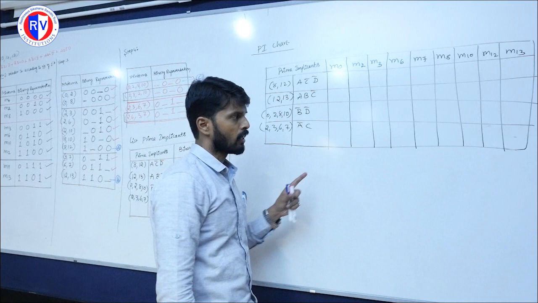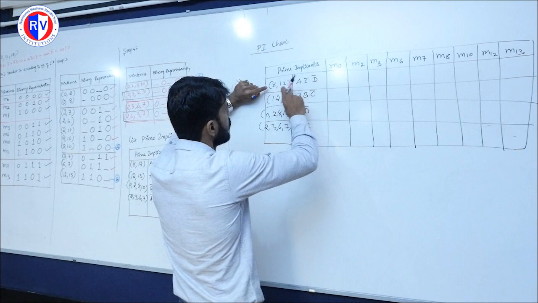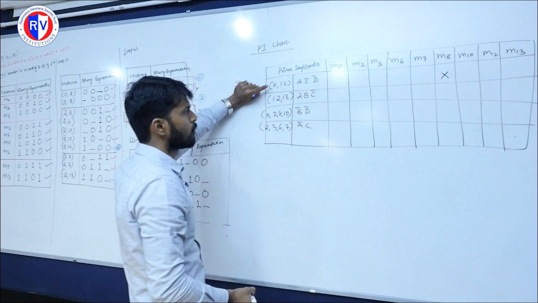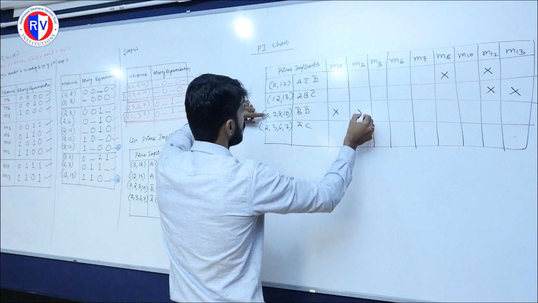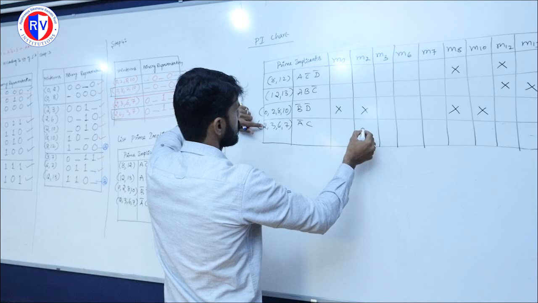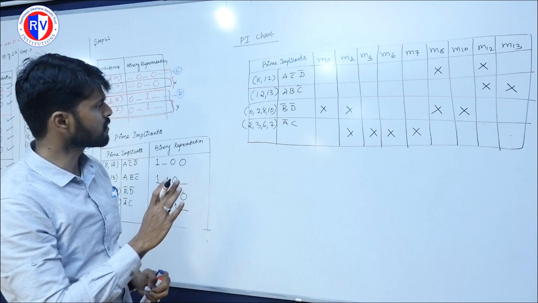Now in this PI chart, see 8 and 12 is covered in this case, so I need to go for the corresponding 8. I will make an X mark there, and next, the 12 is covered. Similarly, when it comes to this, 13 and 12 get covered. In this case, 0, 2, 8 and 10. Similarly, in this case, 2, 3, 6 and 7. This is called one complete PI chart.